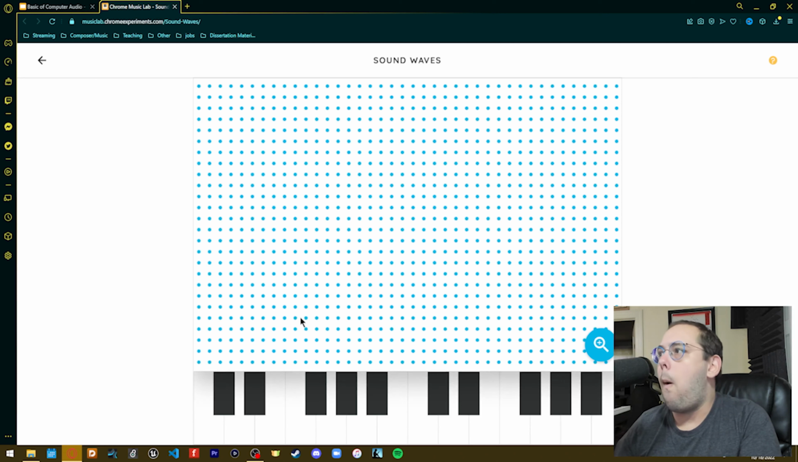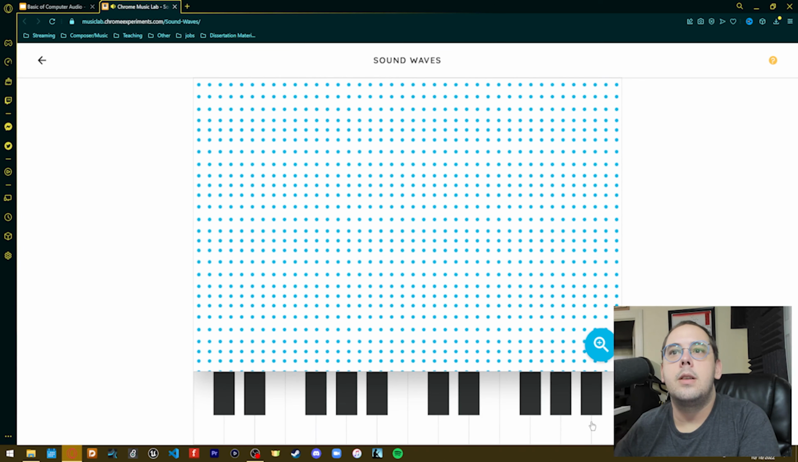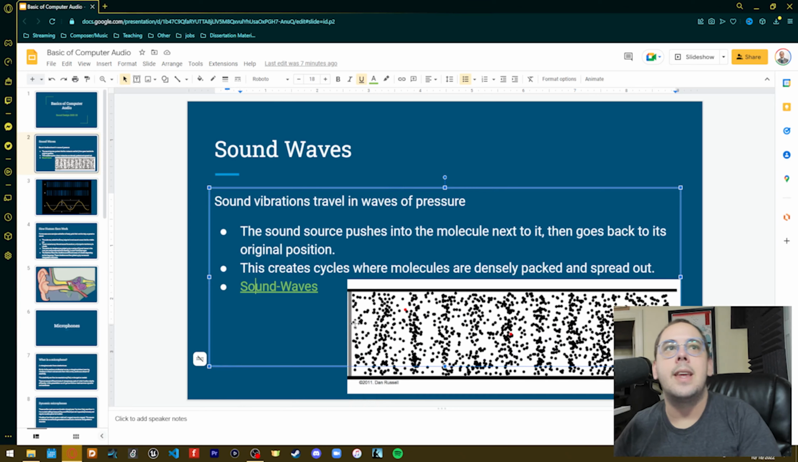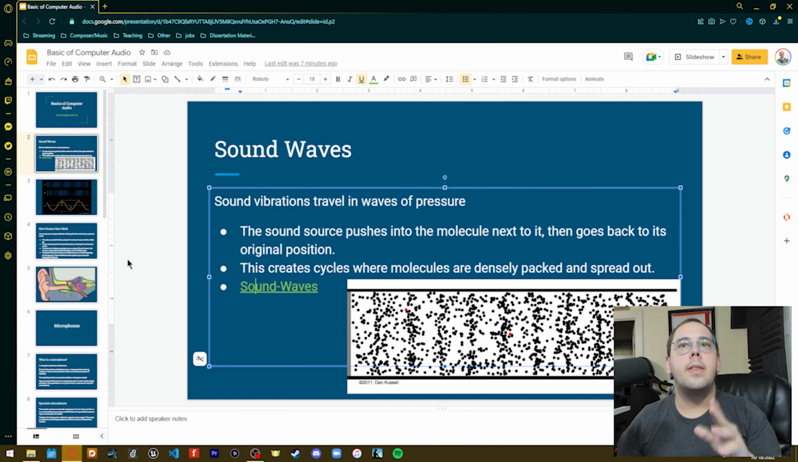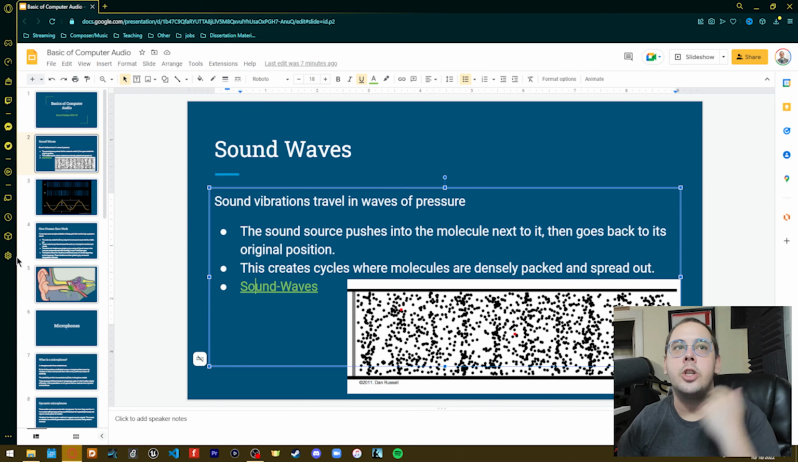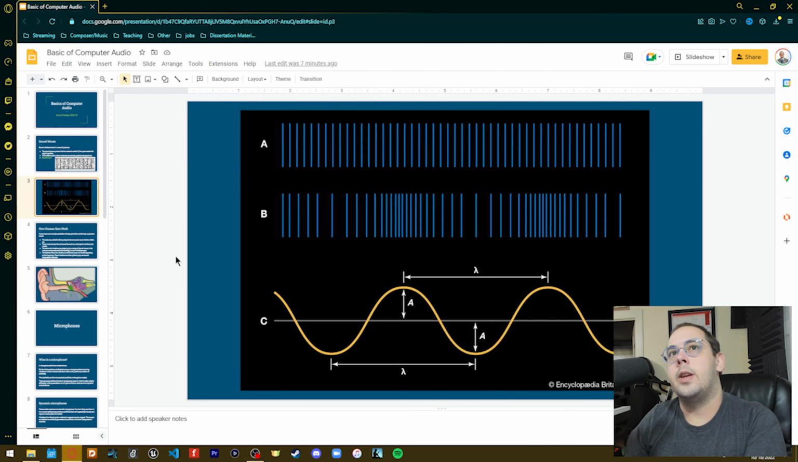It's not sponsored in any way, but you can kind of see how waves are traveling through everything. And as we get higher, the amount of these wave cycles per second that hit our ear increases. So as the pitch increases, the amount of times per second this high pressure hits your ear also increases.